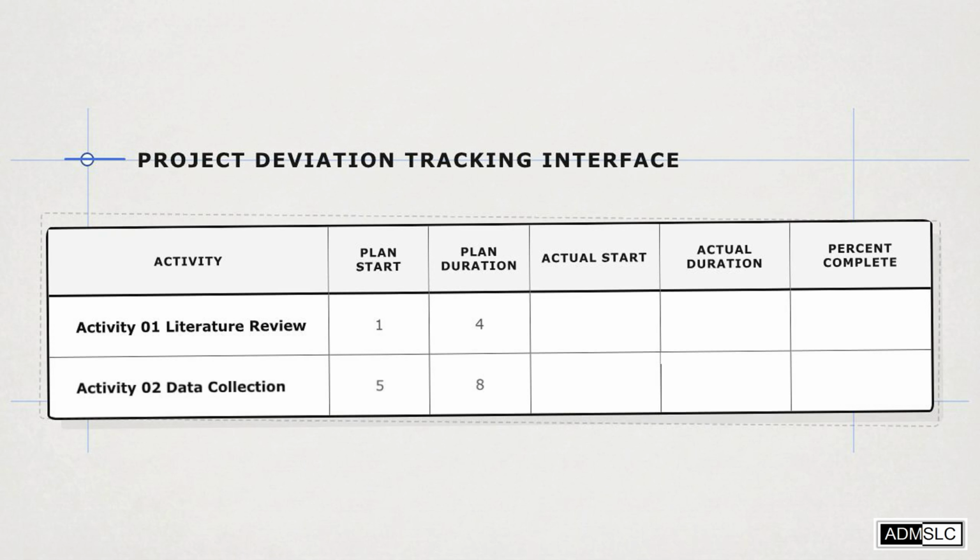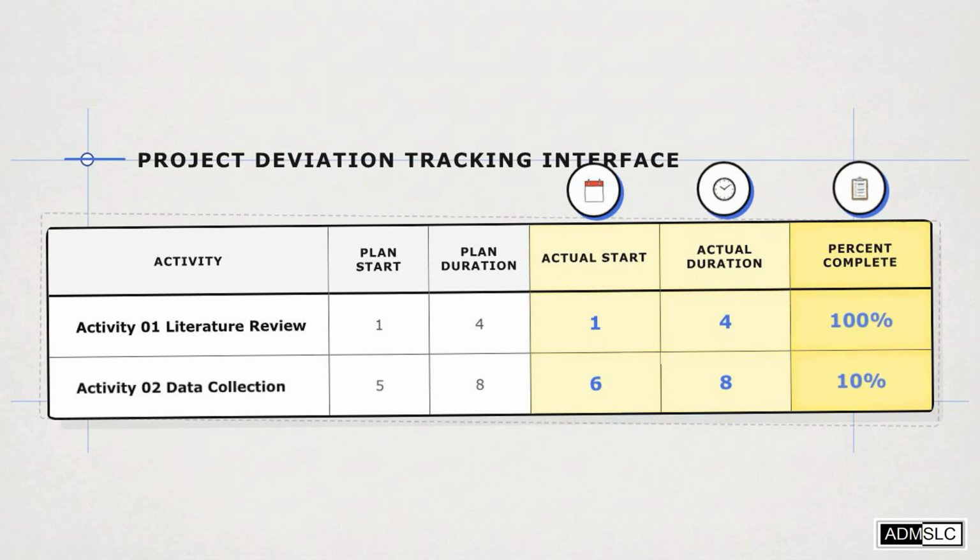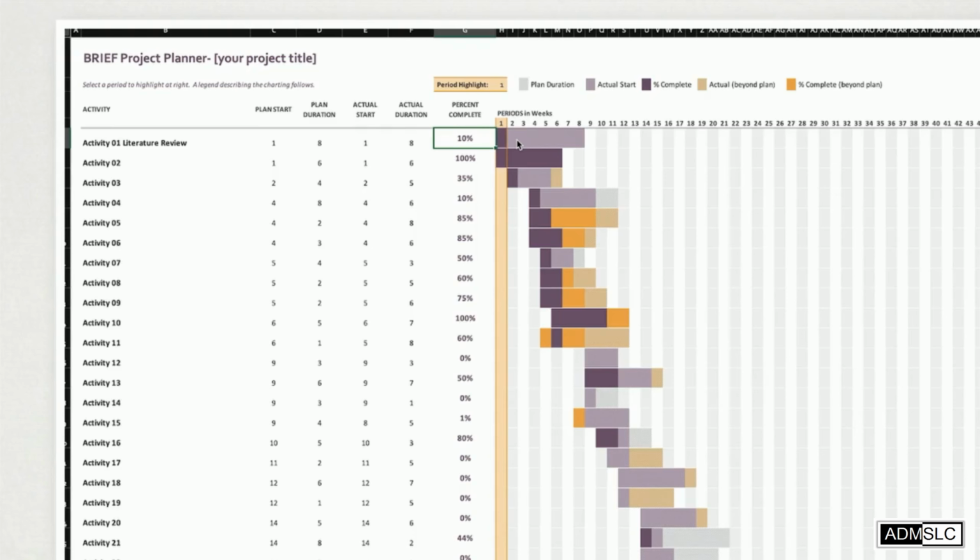Real-world execution rarely matches the initial plan perfectly. To manage those deviations, we use the specific tracking columns: actual start, actual duration, and % complete. In the top row for Activity 01, you can see that typing a percentage, like 10%, into the % complete column visually fills in the corresponding block on your timeline.